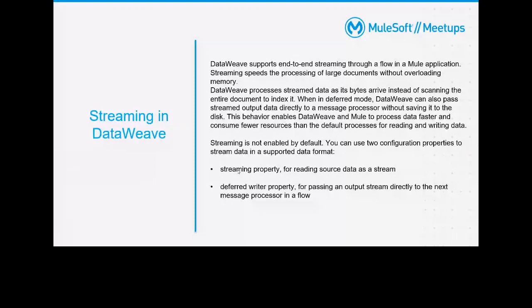You can use two configuration properties to stream the data in a supported data format: the streaming property for reading the source data as a stream, and the defer writer property for passing the output stream directly to the next message processor in the flow. If you enable defer, it may consume some memory because the output is sent directly to the next processor without writing to disk, but it is a much faster way. It completely depends on your use case, like what your end file size is.